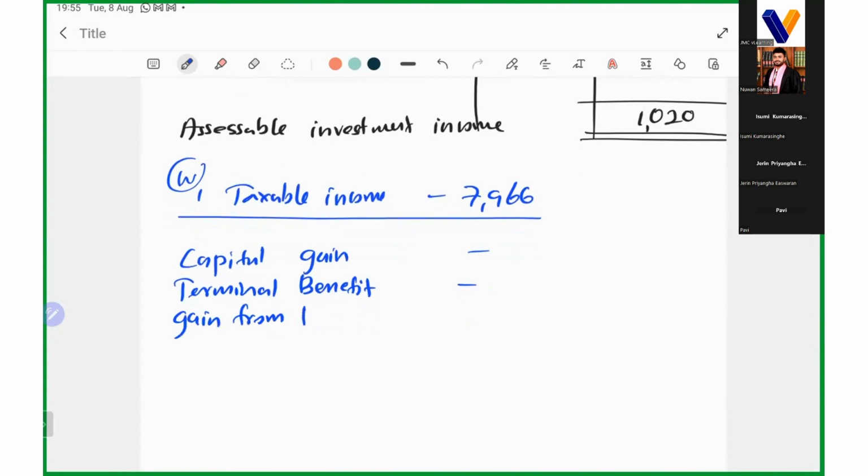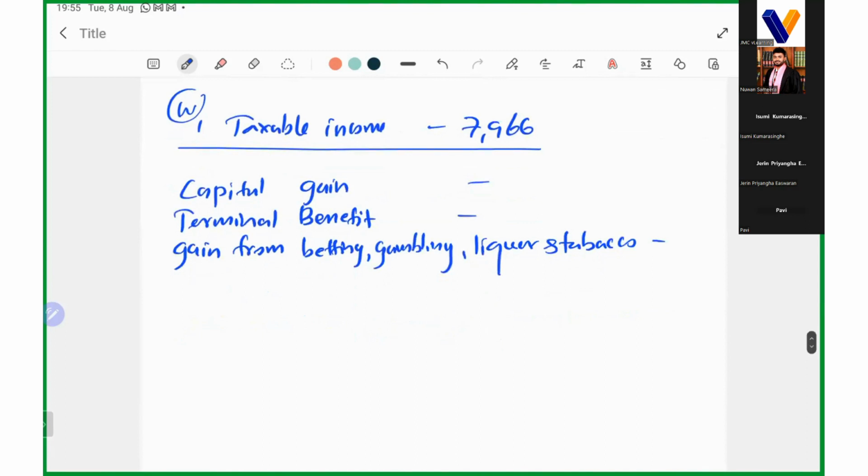No, sir. Gain from betting, gambling, liquor and tobacco? No. So then it should be what? If there was, it should be 40%. And capital gain 10%. Right. So then we have to take what? The remaining taxable income. So how much in this case?